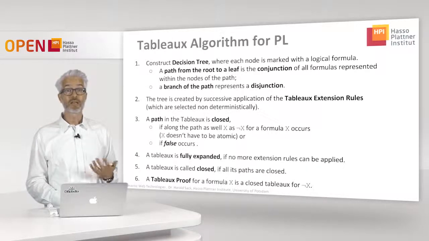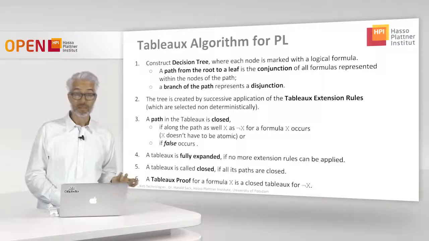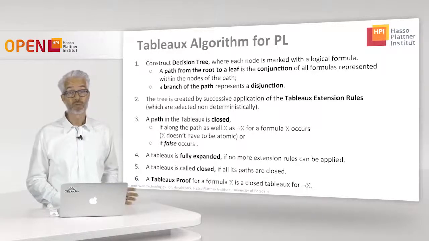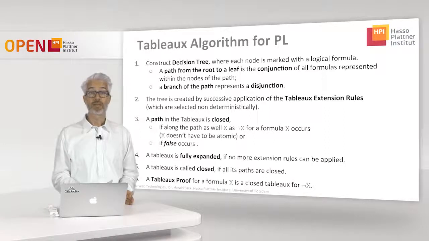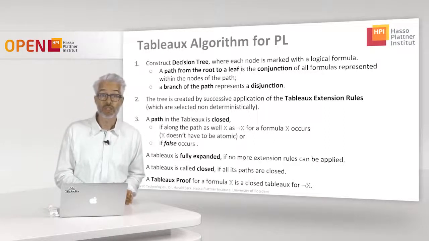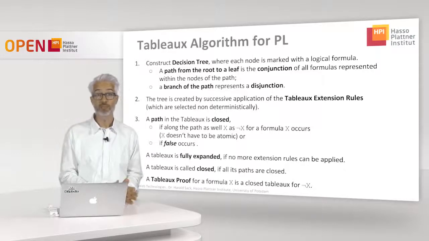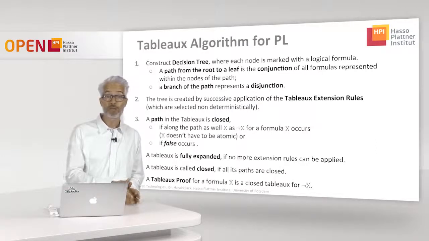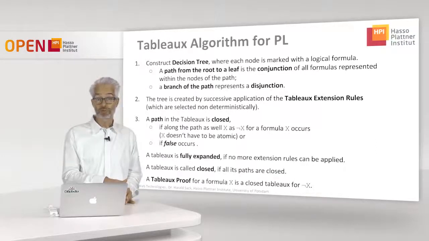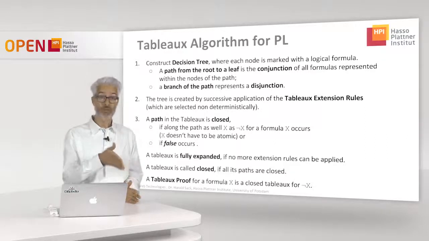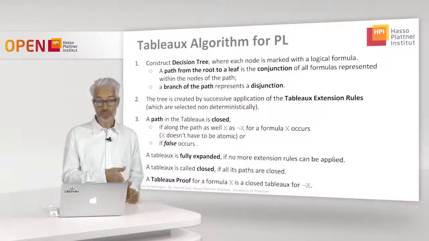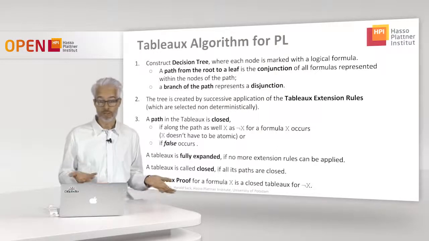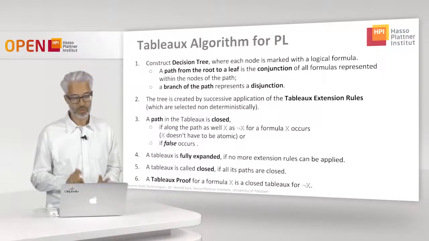And if a tableau is closed, then you have a tableau proof. The tableau proof for a formula x is nothing else but a closed tableau for the negation of that formula. So keep in mind, if you want to prove the consistency of a formula, first you have to negate it. Then you can apply your tableau algorithm. And if the tableau algorithm in the end is closed, you have proved that the negation of your original formula is a contradiction, and therefore the original formula is true and is consistent. So this is what you want to check with the help of that algorithm.